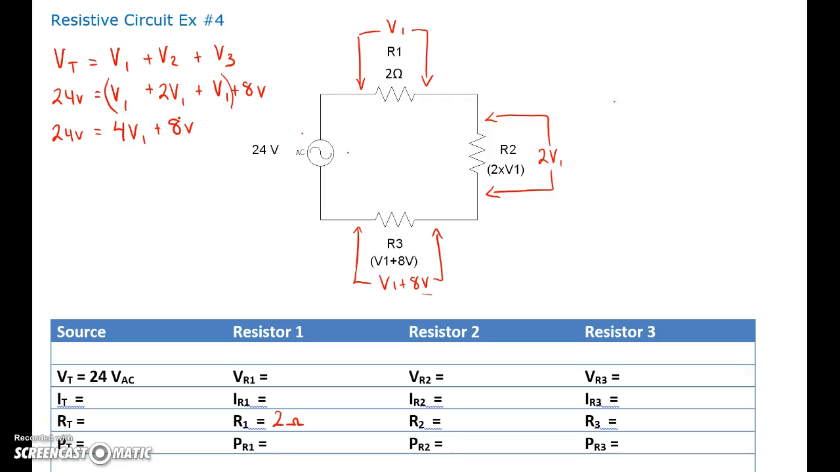Once we find V1, we can find everything. But we need to get rid of this 8 volts. So what we're going to do is we're going to subtract 8 volts from this side. Whatever we do to that side, we got to do to this side. Right, so 24 minus the 8 volts is going to give me 16 volts.